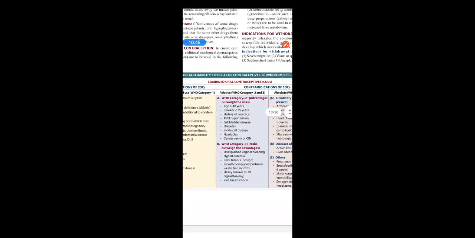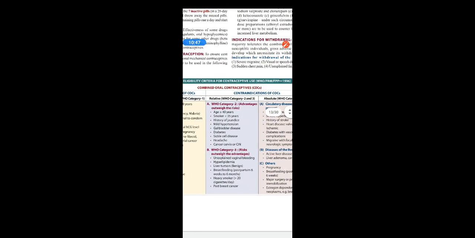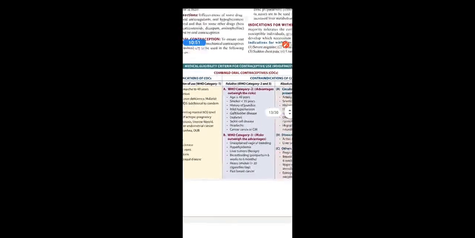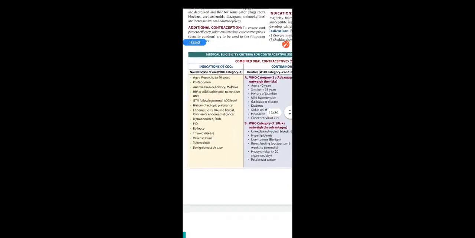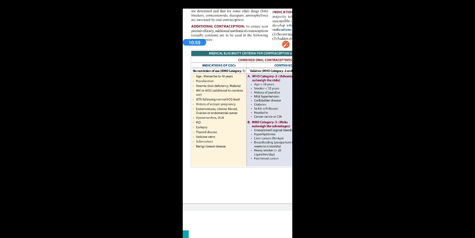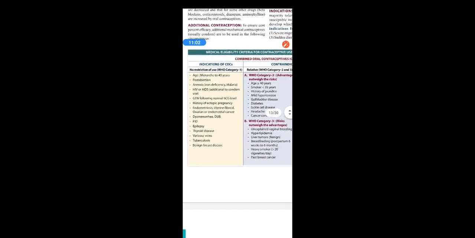This is a table showing the medical eligibility criteria for contraceptive users, combined OC pills, indications and contraindications they have given here. Indications: no restrictions of use, WHO category 1, that is the age of menarche to 40 years. There are no restrictions to use.